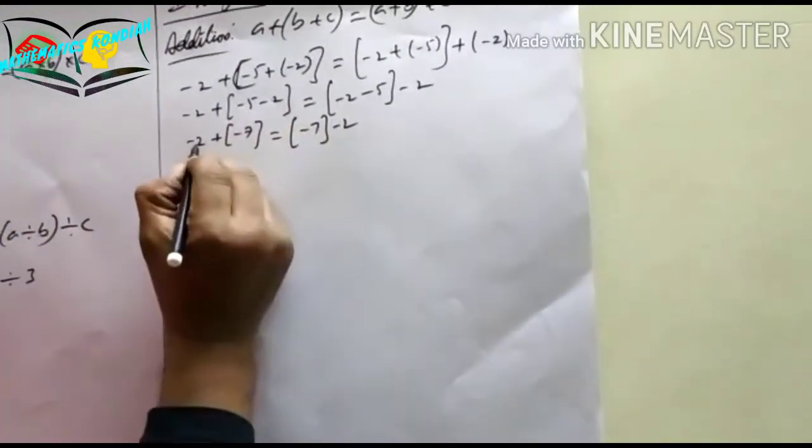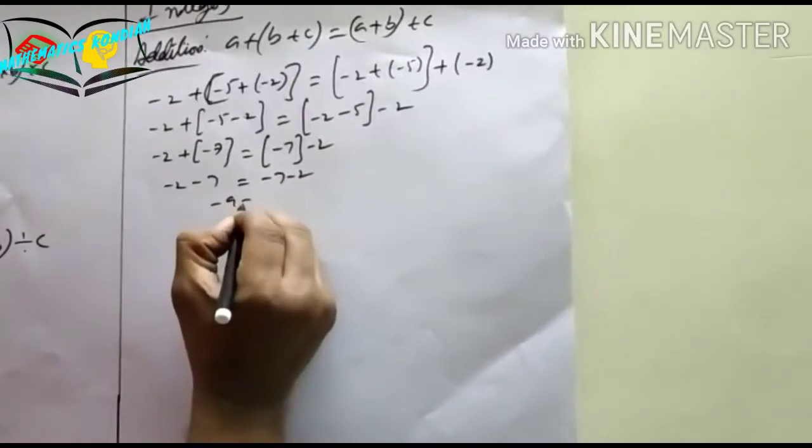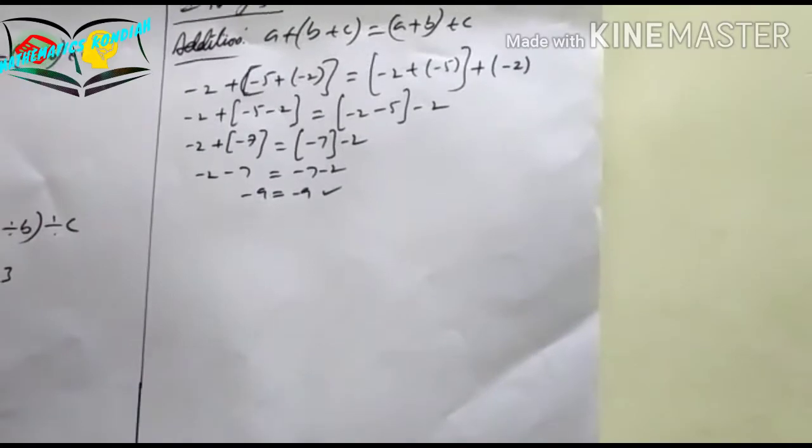At the same time, minus 5 plus minus 2 is minus 7, so minus 2 plus minus 7 is minus 9. Therefore, minus 9 is equal to minus 9. Okay, satisfied under addition. Go to subtraction.